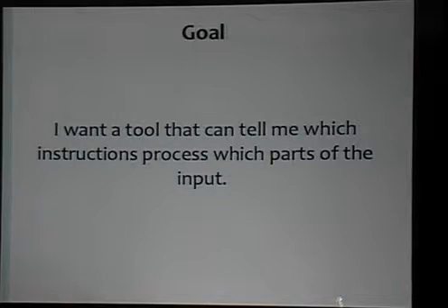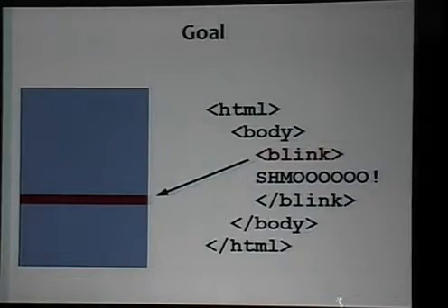So the goal: I want a tool to tell me what part of the program processes what part of the input. And I want to understand it not just on the byte level, but more on the logical level. So if I'm parsing HTML, I want to know who processes the blink tag? Because I want to kill that, right?